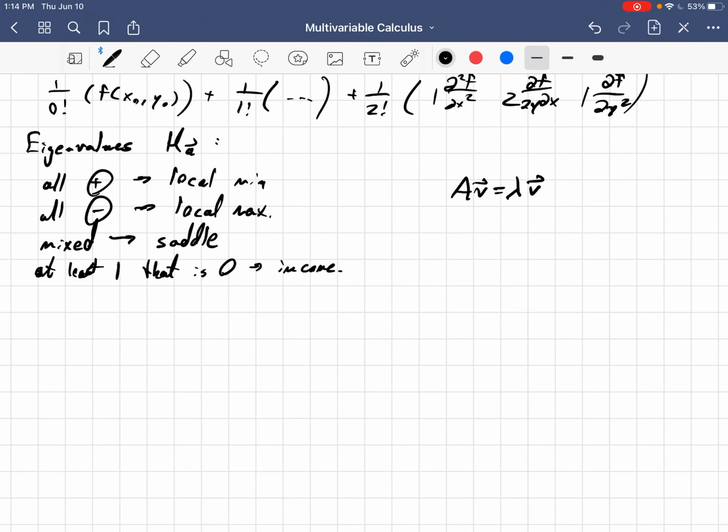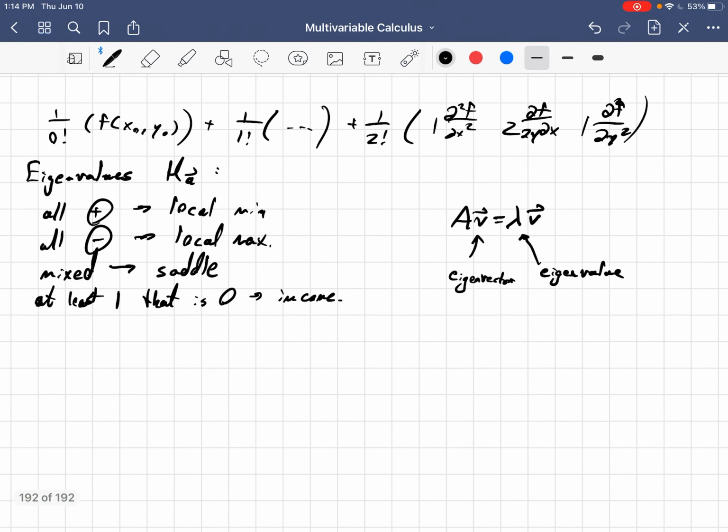The vector v is the eigenvector, and the scalar lambda is the eigenvalue. Now what does that actually mean? Well, the thing that you have to remember is that A is a matrix. A is a linear transformation. And you can go back to my video on what is a matrix to convince yourself of that.